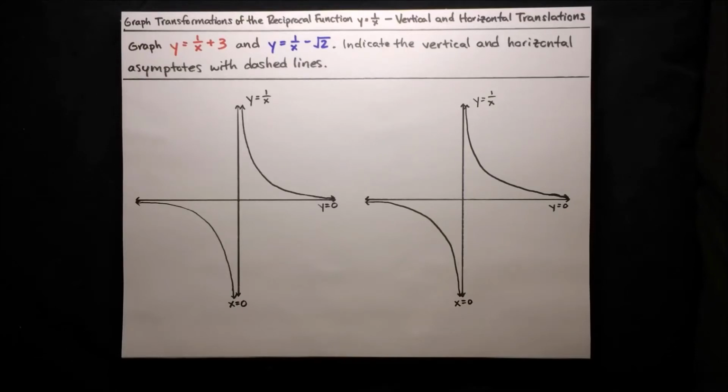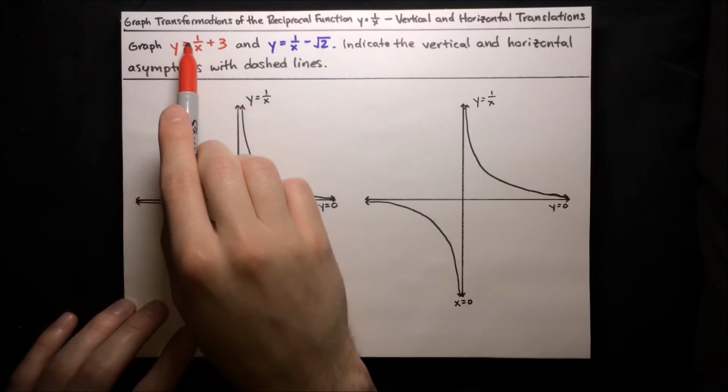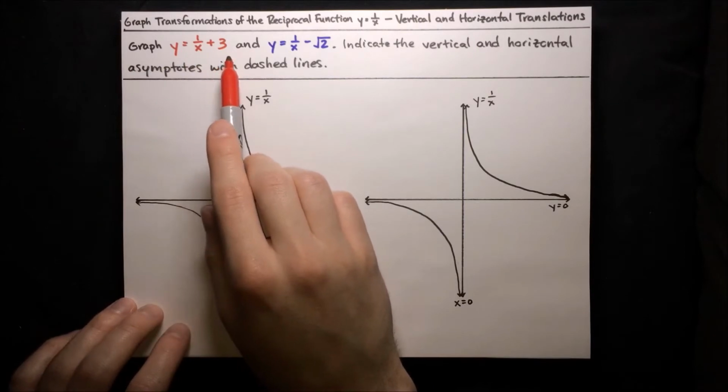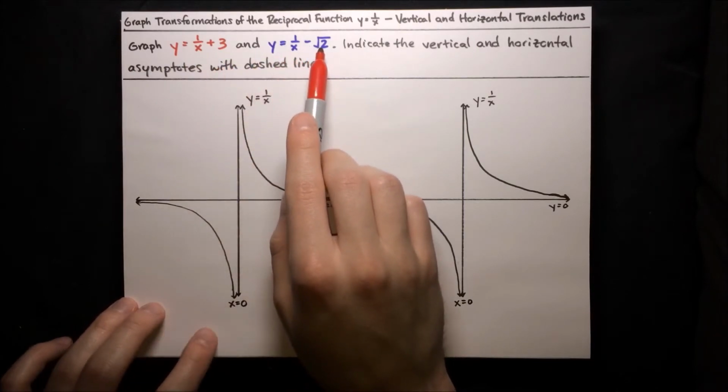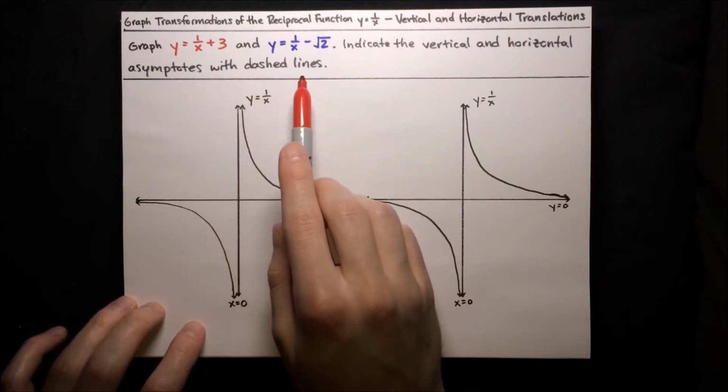In this video, I'm going to show you how to graph transformations of the reciprocal function y equals 1 over x. In particular, we're going to be looking at vertical and horizontal translations. So here we want to graph two functions. We want to graph y equals 1 over x plus 3 and also y equals 1 over x minus the square root of 2. And we're also going to draw in the vertical and horizontal asymptotes with dashed lines.